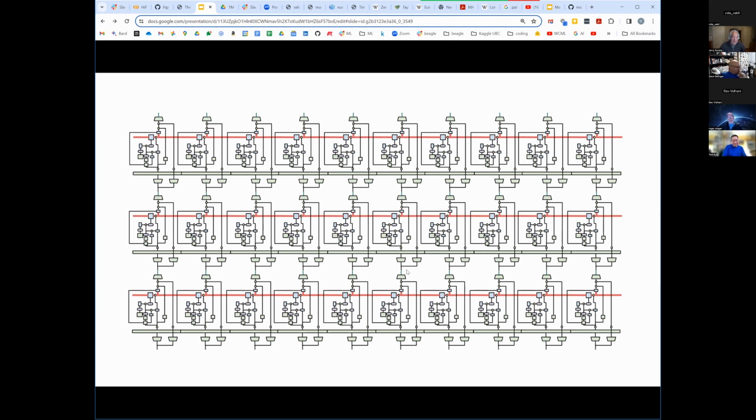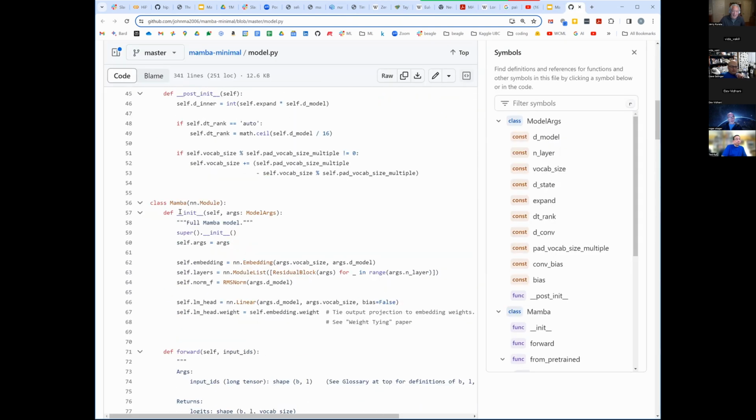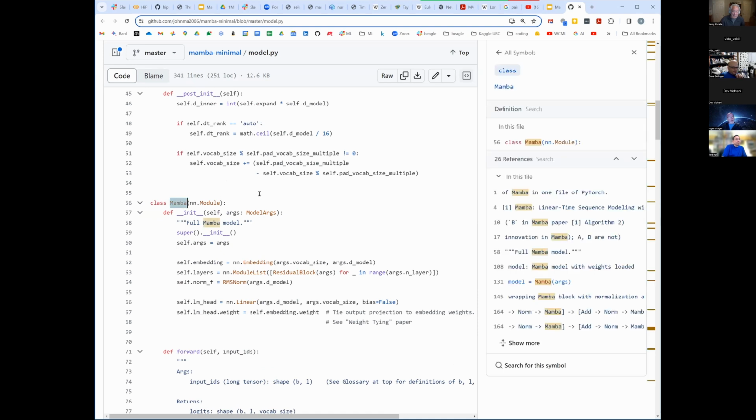Well, to Vita's point, I'm not showing a residual on here, which I need to, and I'm not showing a norm between the layers. If we were to look at the full Mamba model, I don't know what they call it. What did you call that last one? What class is that? Residual block. Oh, that's interesting. They call that Mamba. Well, that's the class.